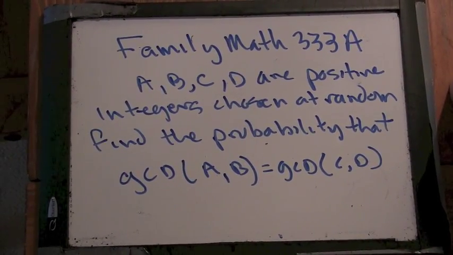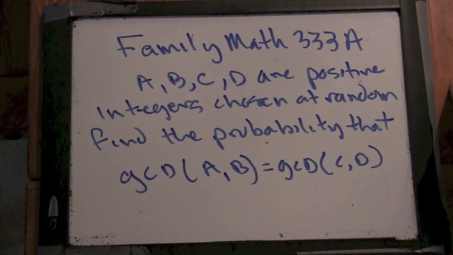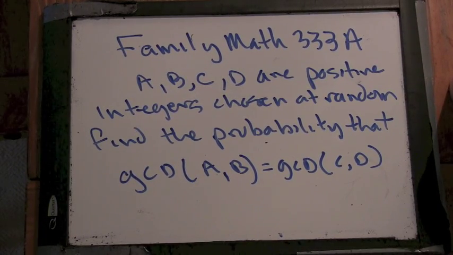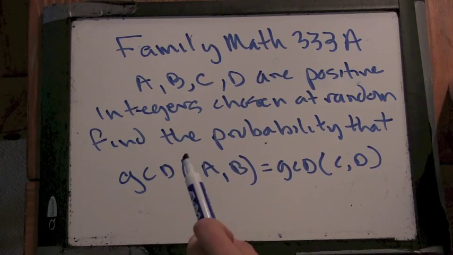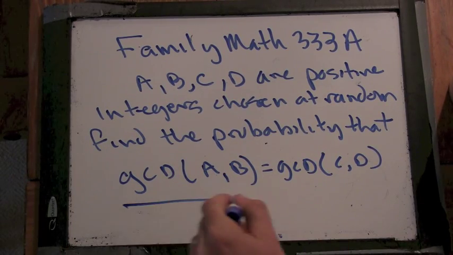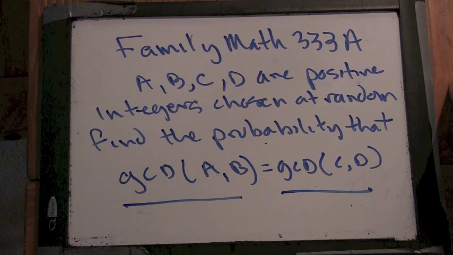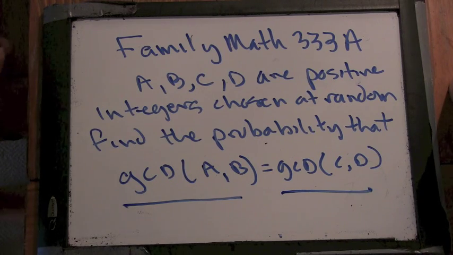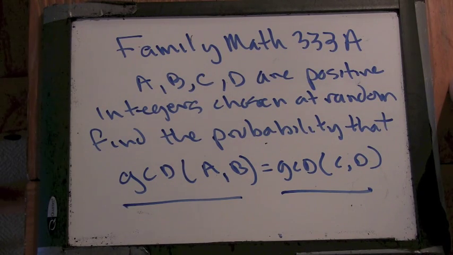So we're working on a cool problem we saw from Christopher Long on Twitter. It says, A, B, C, D are positive integers chosen at random. Find the probability that the greatest common divisor of A and B is equal to the greatest common divisor of C and D. We spent about half an hour talking about this yesterday. And where did we get to yesterday?